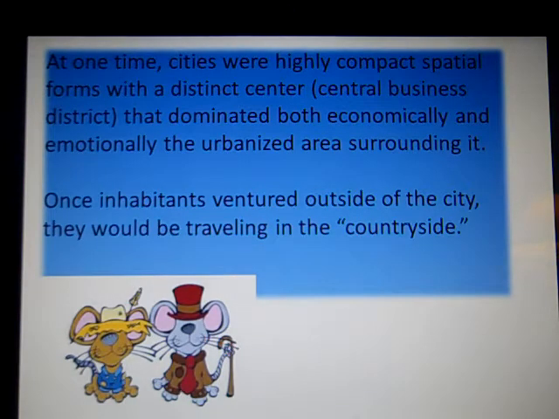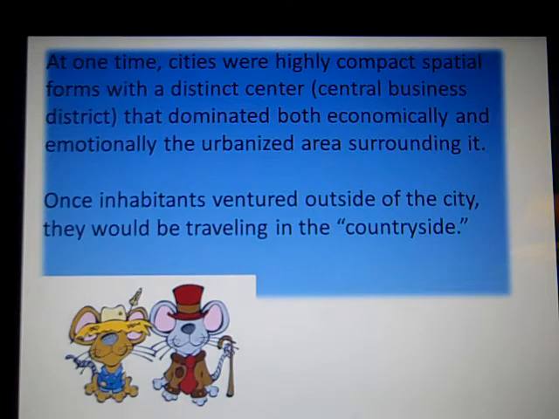At one time, cities were highly compact spatial forms with a distinct center. You had a central business district that dominated both economically and emotionally the urbanized areas surrounding it. So you had a densely populated center of the city, if you will. Now that's starting to change, and has actually changed a lot in our country recently. We'll talk about that more as we go.